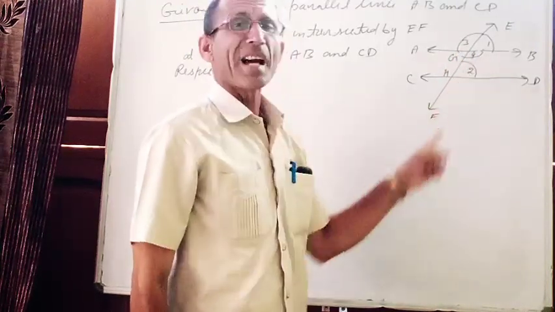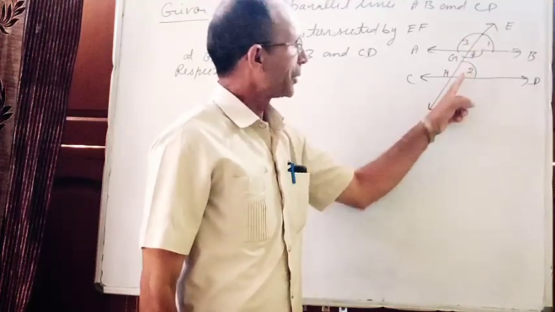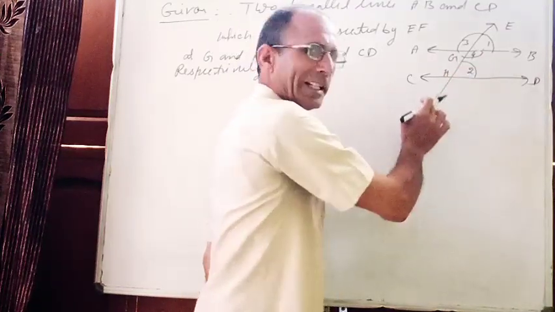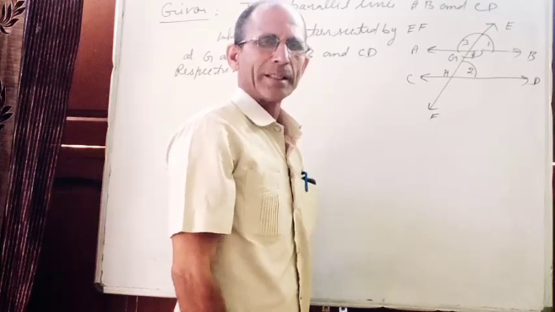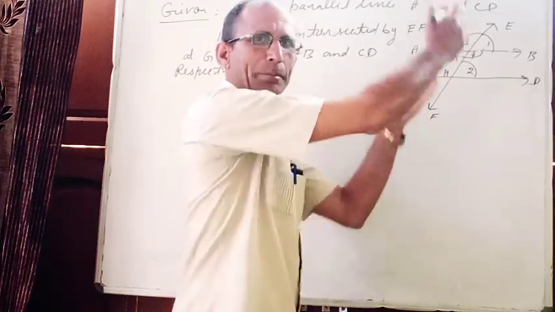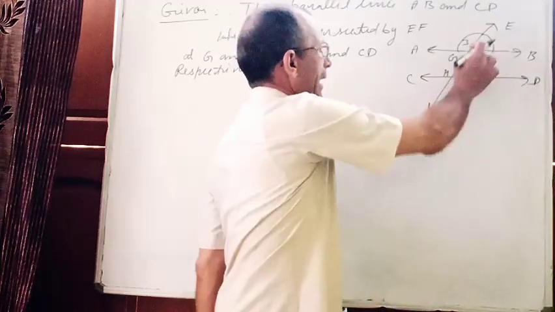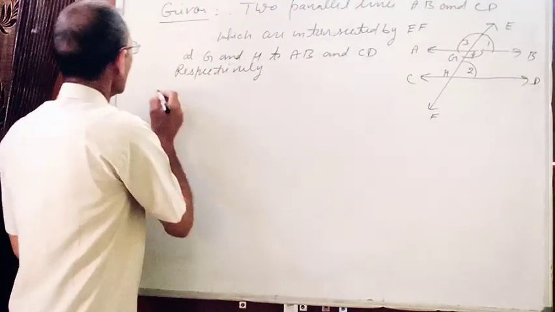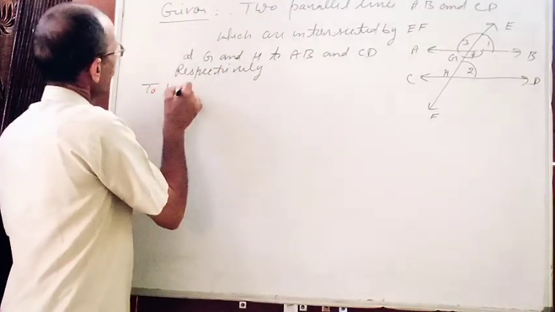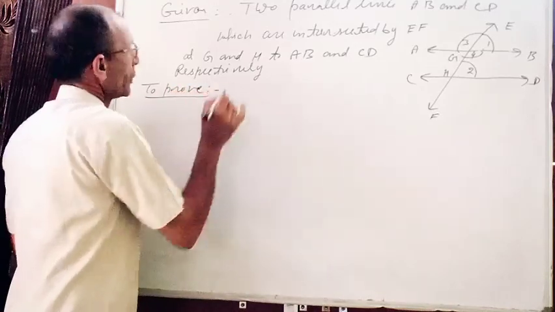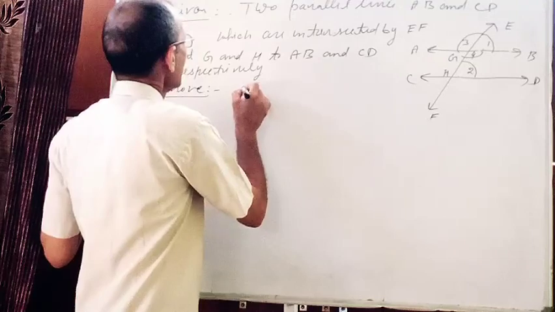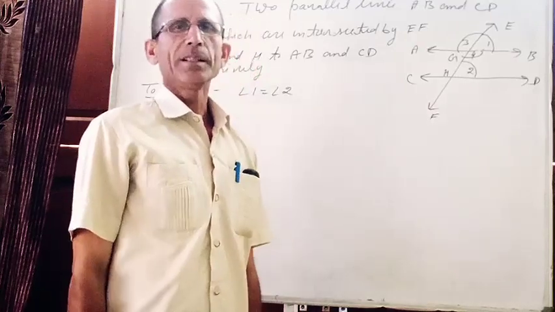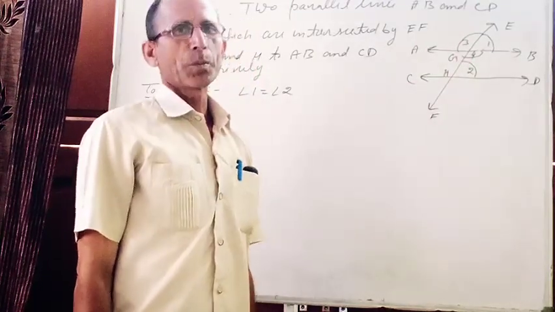So which are corresponding angles? Angle 1 and 2 are corresponding angles. And on this side also, angle 4, if I write here 5, these are also corresponding. On the same side, it may be below or it may be above. Angle 1 and 2 are corresponding angles. So we have to prove angle 1 is equal to angle 2, because angle 1 and 2 are corresponding angles.